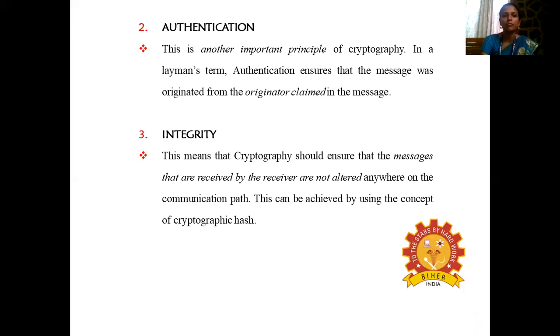Next we go for authentication. This is another important principle of cryptography. In layman's terms, authentication ensures that the message originated from the originator claimed in the message. That means it has to protect the data from unauthorized users. That is authentication. Next, integrity. This means cryptography should ensure that the messages received by the receiver are not altered anywhere on the communication path. This can be achieved by using the concept of a cryptographic hash.